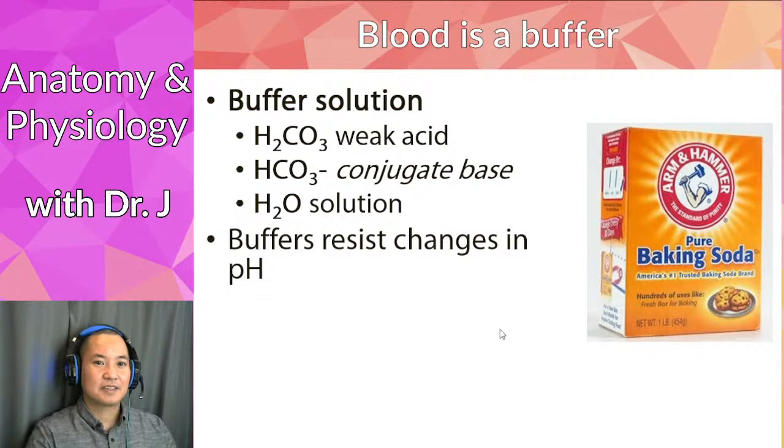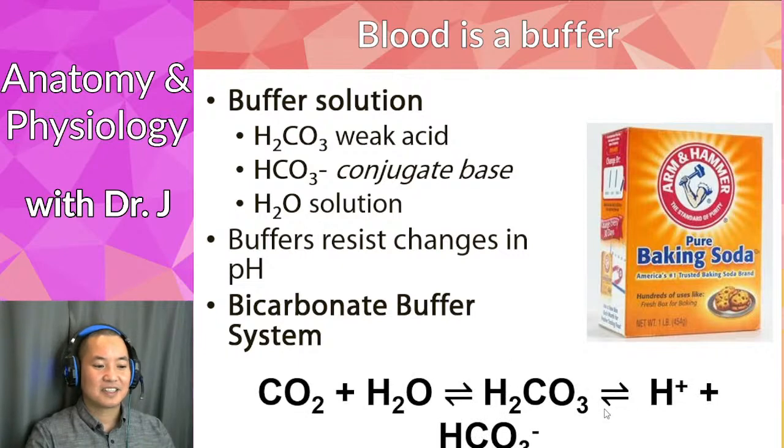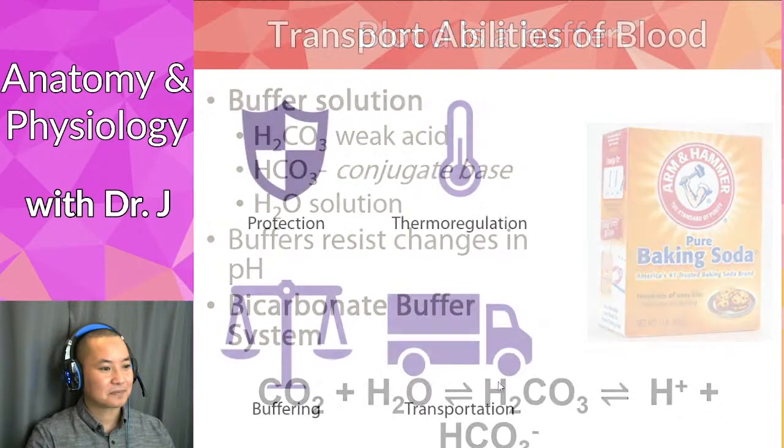The great thing about this is that if you have a buffer solution and you have too many protons, then this conjugate base can neutralize them. If you don't have enough protons, then this weak acid can donate protons back into the solution. So this is what we call the bicarbonate buffer system. We will definitely cover this when we talk about the respiratory system and metabolism, but this is the equation and a preview of things to come.